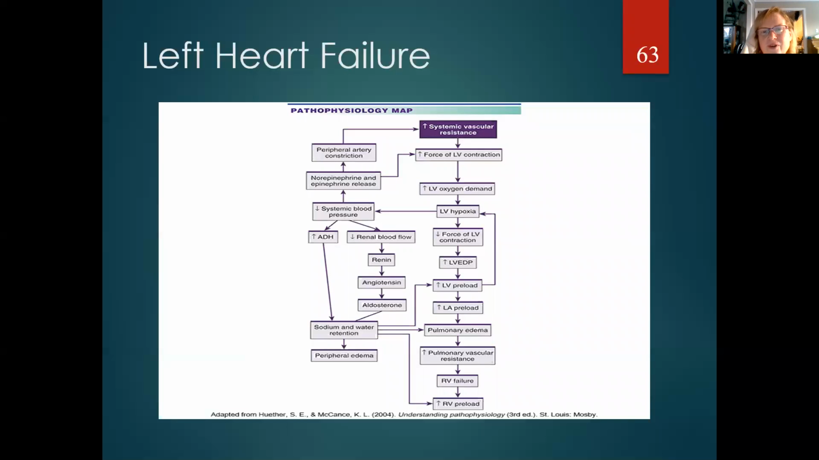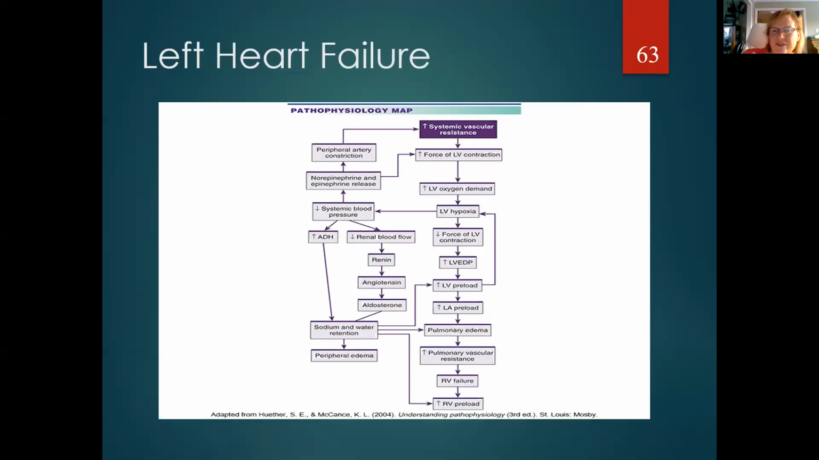Norepinephrine and epinephrine also lead to peripheral artery constriction because we release those, let's say, when we go into shock and other kinds of things. And so because of that peripheral artery constriction, that increases our systemic vascular resistance, another loop. So we're back where we started. That's a loop that's going around. It's not a great loop, it's a pathological loop. I'm still going to take us back down on the left side here.